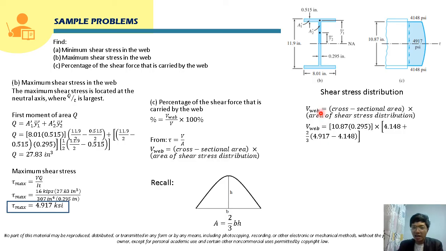Now, class, for the area of the shear stress distribution, for the rectangular portion, base times height, the base is 1 and the height, class, is 4,148.